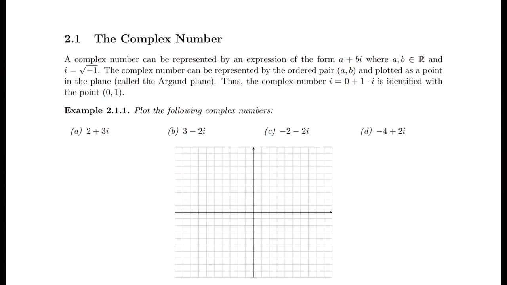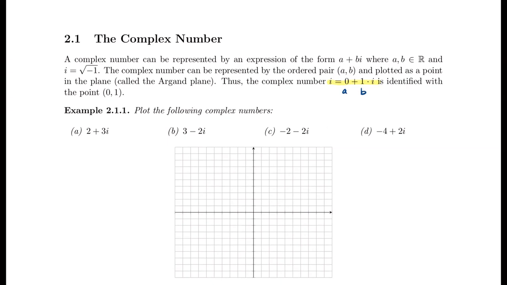For example, the complex number i is the same as 0 plus 1i. If a is equal to 0 and b is equal to 1, then we have the complex number i, and it corresponds to the point (0, 1) on the Argand plane.